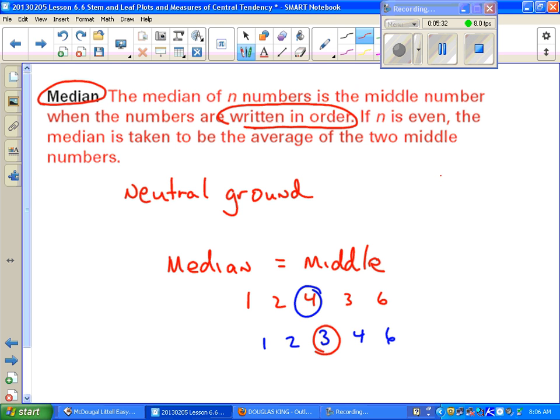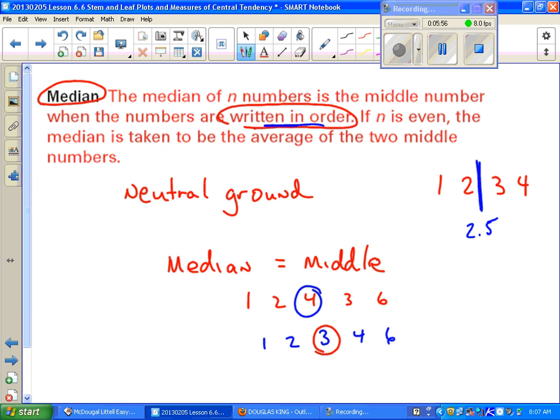Likewise, if you had something that looked like this, 1, 2, 3, 4, and you were picking the number in the middle, now you don't have an odd amount. You've got an even number. There's 4 of them. You have to pick the number that is in between the two middle numbers. So you pick the number right between 2 and 3. You can add those up and get 5 and then divide by 2, or you can just say 2.5 is right between 2 and 3. So 2.5 would be your median in that case.